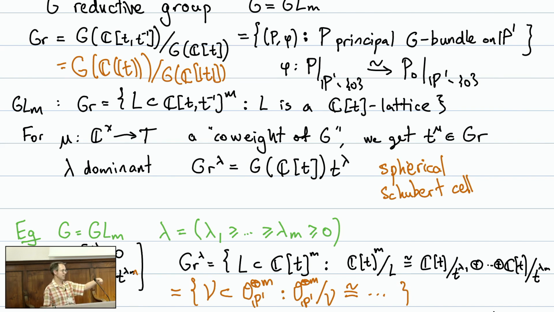And a map from C star into T of algebraic varieties is the same as a point of T over Laurent polynomials. So it's a point of G over Laurent polynomials. So it's an element of this thing here, G over Laurent polynomials. Maybe I'll just write that again.